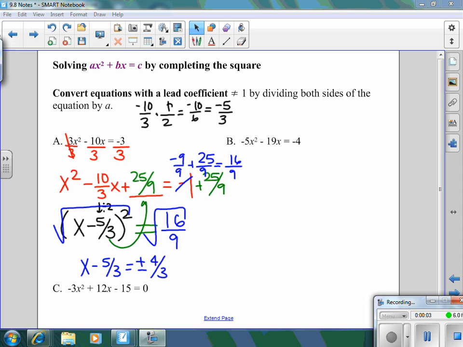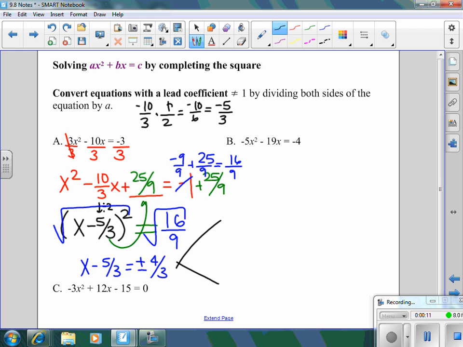We left off with getting this x minus 5/3 equals plus or minus 4/3. So let's split this up into two different equations. The first one would be x minus 5/3 equals positive 4/3. And then my other option is x minus 5/3 could equal negative 4/3.